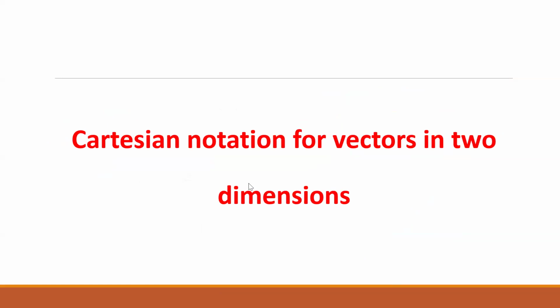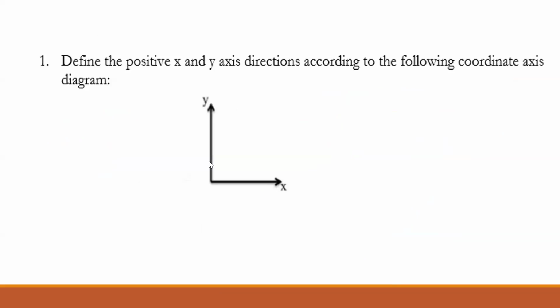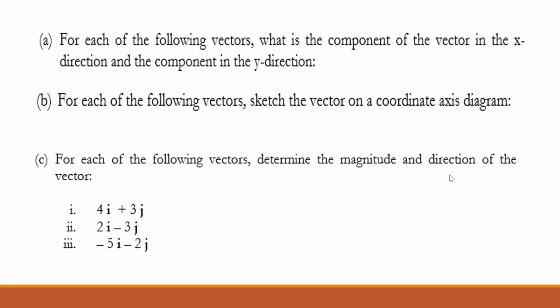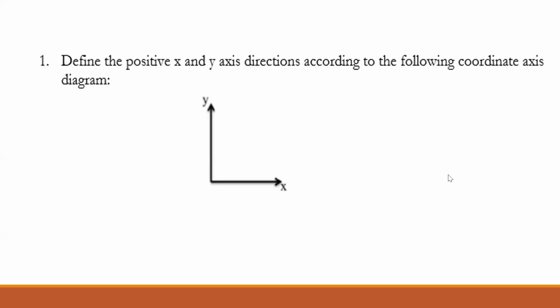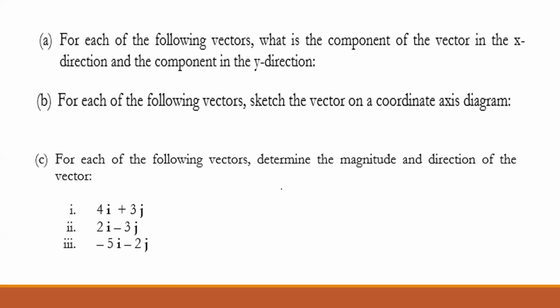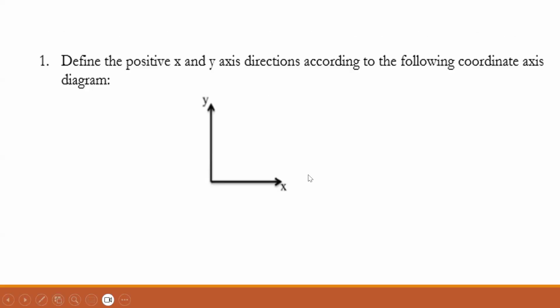Now let's do a few questions with Cartesian dimensions. When you do the Cartesian axes, define the positive x and y axes directions according to the following coordinate axis diagram. This is your positive x and this is your positive y. So that's the answer for that one. Okay, so you already know that.